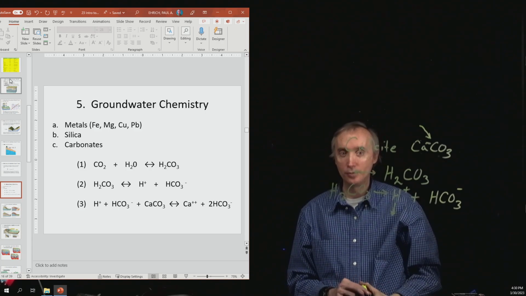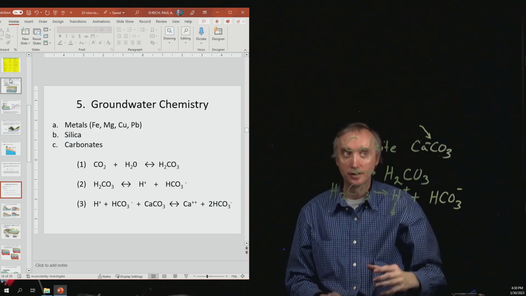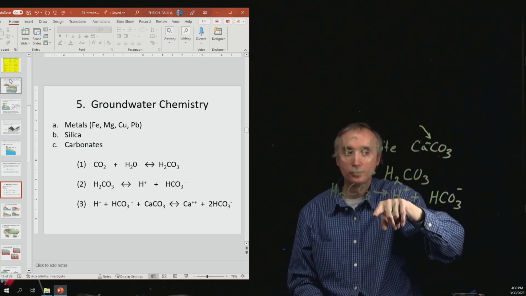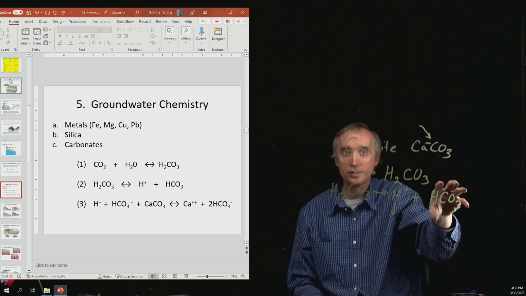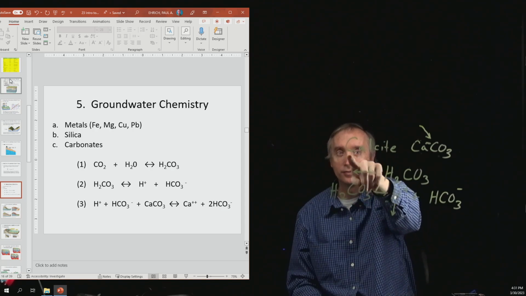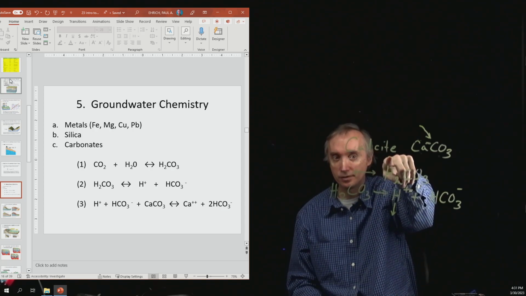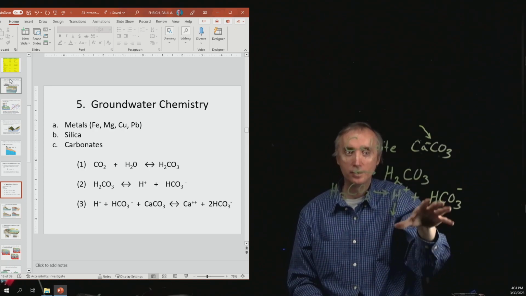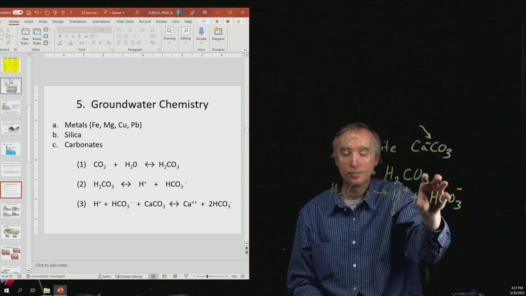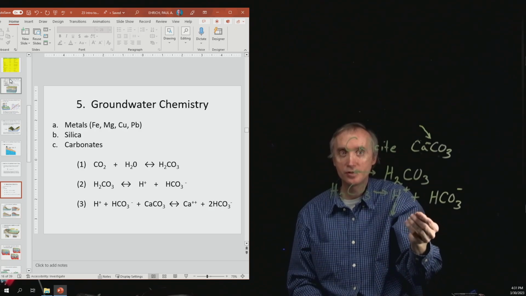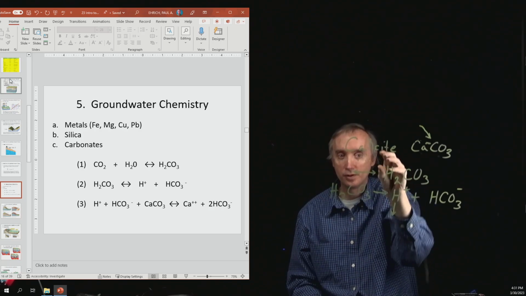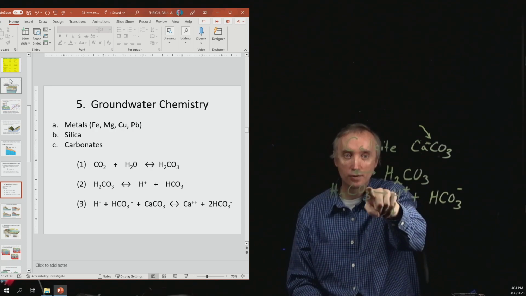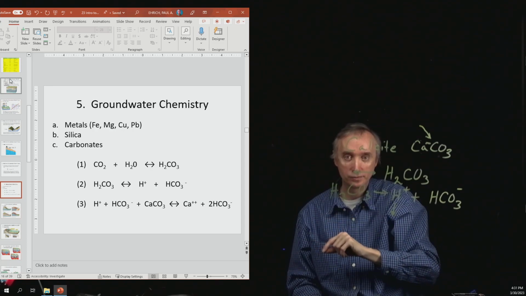Now, what can happen is later the calcium can recombine with the carbonate to make more. Now, we're not going to call it calcite. We're going to call it travertine. So when it goes back together, it's going to make a mineral that is very similar to calcite, but the mineral is going to be called travertine. And again, notice that the arrows go in both ways.